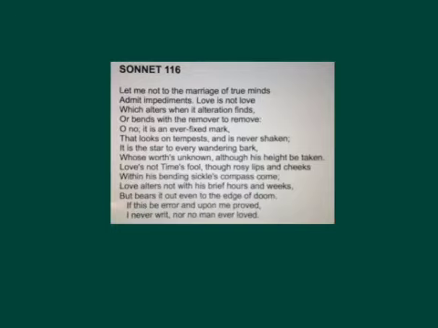Okay, this is Sonnet 116 by William Shakespeare. Quite clearly, it is a sonnet, and it is therefore about love. However, unlike most of Shakespeare's sonnets, this is not directed from one man to a specific woman. Instead, this is Shakespeare's dictionary definition of love.